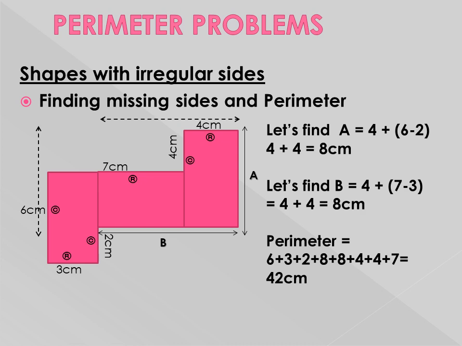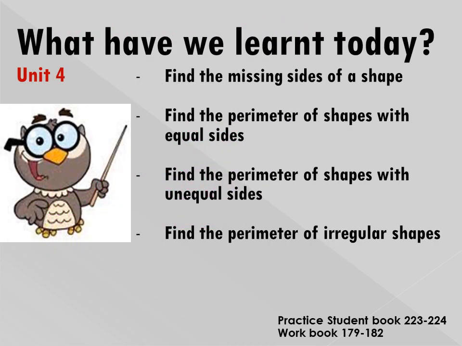Okay, we learned today how we can find the missing sides of a shape, how to find the perimeter of shapes that have equal sides, like the square and the hexagon we also talked about. And we've seen how to find the perimeter of shapes that have unequal sides, like the rectangle. And then the perimeter of irregular shapes is the one that we just did now.